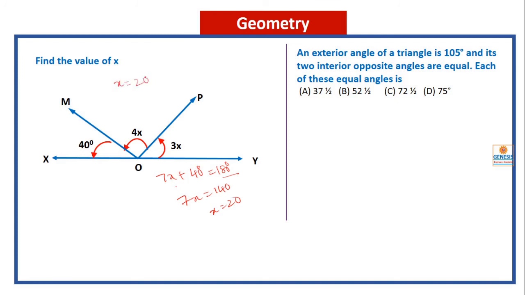Okay, so he is asking only x. And what is the angle of this one? 80. What is the angle of 60? Next, an exterior angle of a triangle.